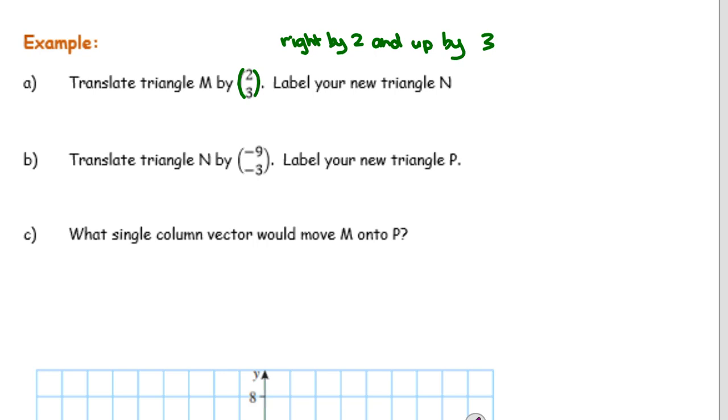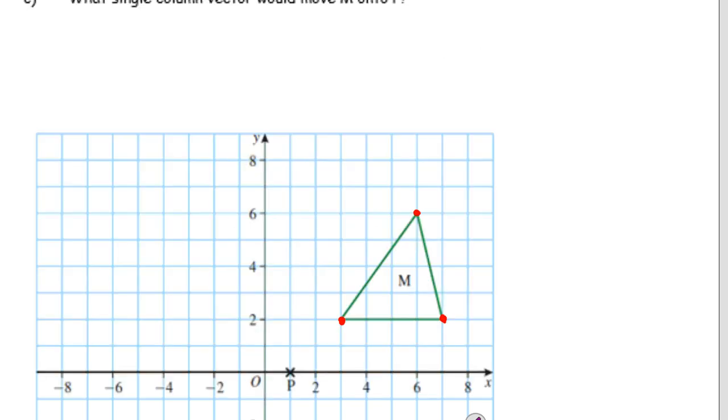So from the top one here, I'm going to go right by 2, up by 3. Here it is. Then the one to the bottom right, I'm going to go right by 2, up by 3. Here it is. Then the one to the bottom left, right by 2, up by 3. Here it is. There we go, we've done.